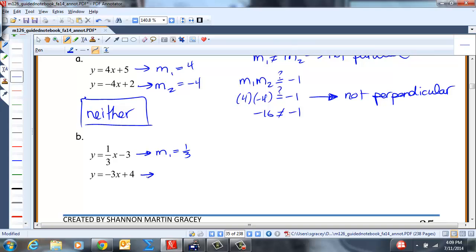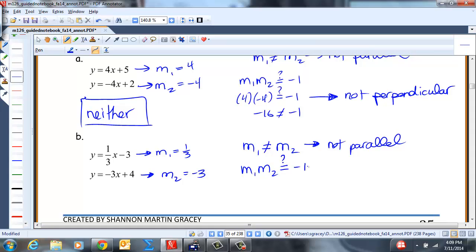All right, next up, the first slope is 1/3, good. The second slope is -3. So first up, M1 is definitely not equal to M2, right? So that means they are not parallel. So now to check, is M1 times M2 equal to -1? M1 was 1/3, M2 was -3. We're checking to see if that's equal to -1. -1 sure is -1. So that means these lines are perpendicular.